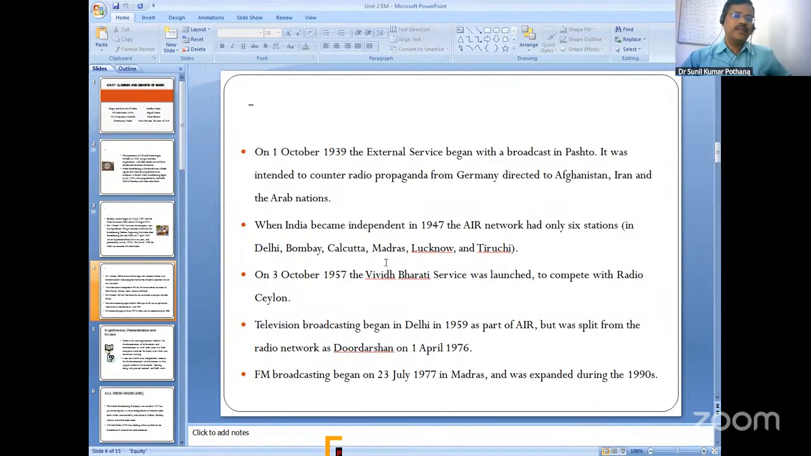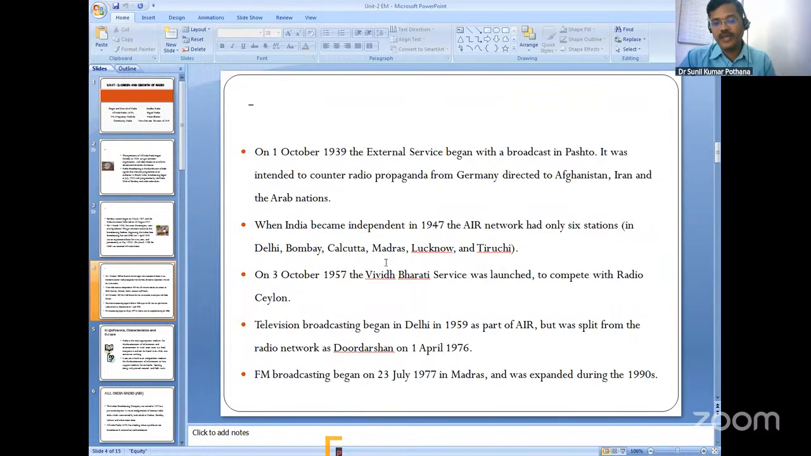Television broadcasting began in Delhi in 1959 as a part of AIR. Why are we learning here about television and Doordarshan? Because earlier, television was also part of the All India Radio services, which is why we are discussing it. It was split from the radio network as Doordarshan on 1st April 1976.